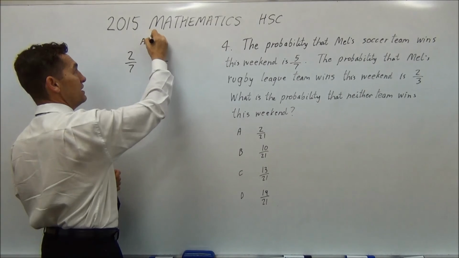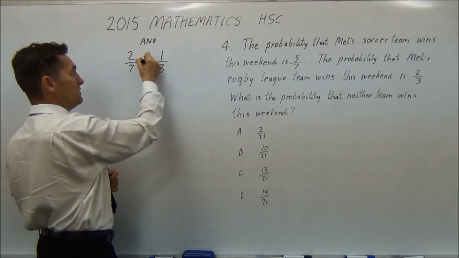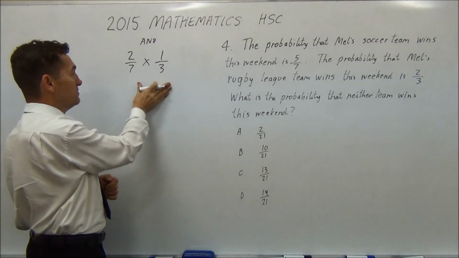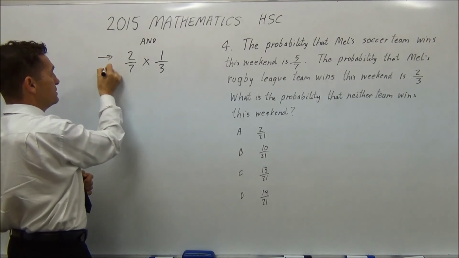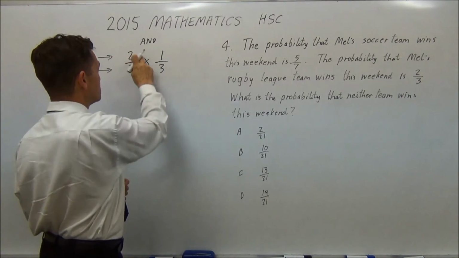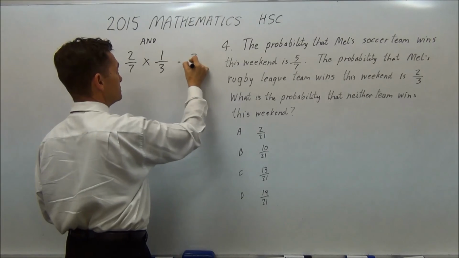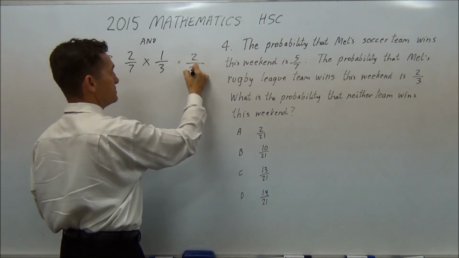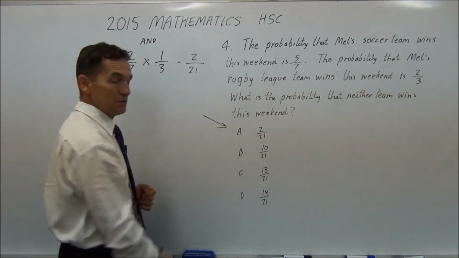So what is it when you've got and? Well, when you've got probability, you multiply. When you multiply fractions, you just multiply straight across. 2 times 1, 2. 7 times 3, 21. So your answer is A.